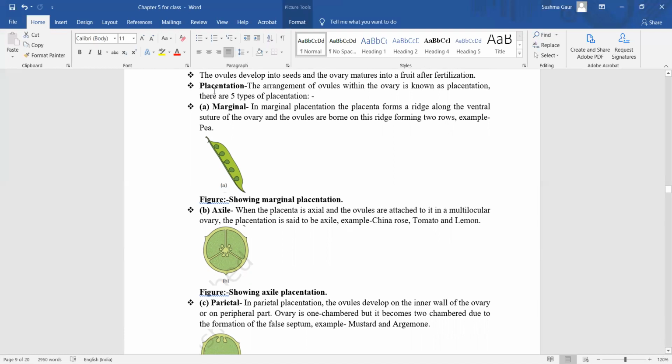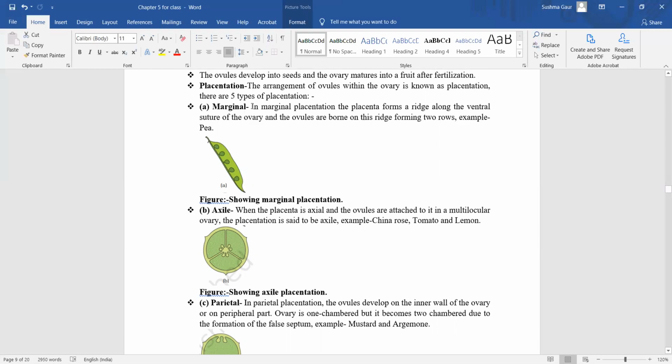So what is placentation? It is the arrangement of ovules within the ovary, okay? So this is a complete ovary and these are the ovules that are attached to, what is this? Placenta. So the arrangement of these ovules within the ovary is known as placentation. So the first type of placentation is marginal placentation.